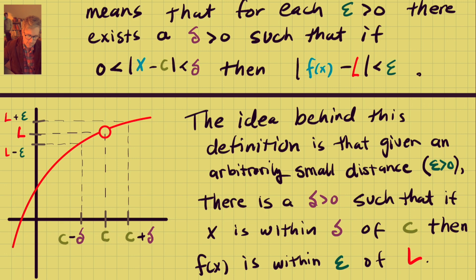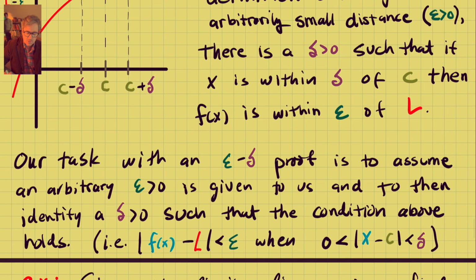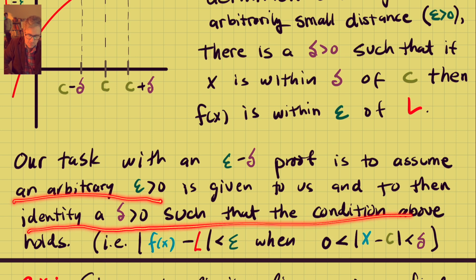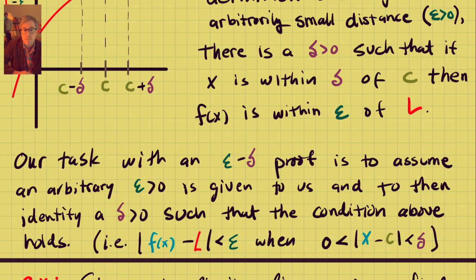Okay, and so our task with an epsilon delta proof is to assume an arbitrary epsilon is given and to then identify a delta such that the condition holds, right? So the condition of the definition says that |f(x) - L| is less than epsilon whenever |x - c| is less than delta. You give me the epsilon, I'll go find the delta. That's the idea behind the epsilon delta definition of a limit.